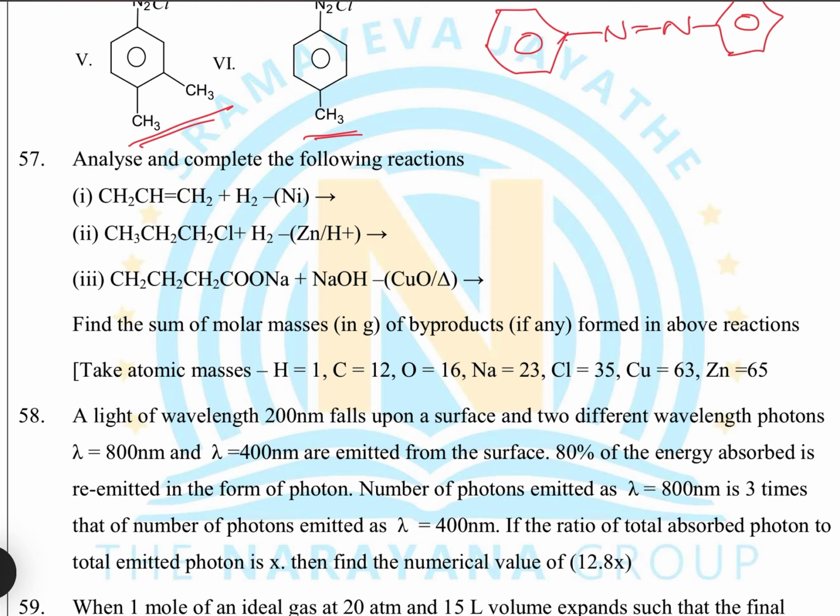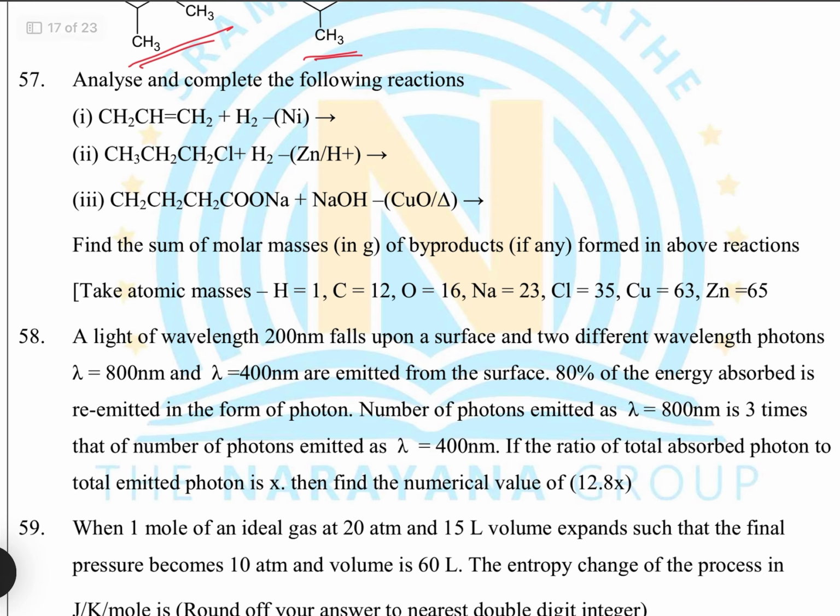Analyze and complete the following reactions. See what it is saying. Find the sum of the molar masses in grams of byproducts, if any, formed in the above reactions. First case, there is no byproduct. It is simply converted into propane. Then H2, Zn, H plus. What is this again? So this is plus HCl. And here NaOH, and this should be CaO, not CuO. CaO. So Na2CO3 will be going out.